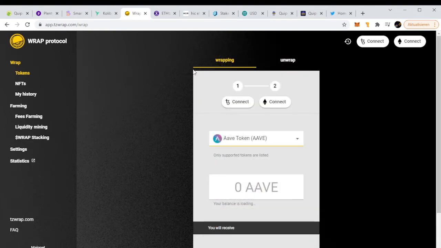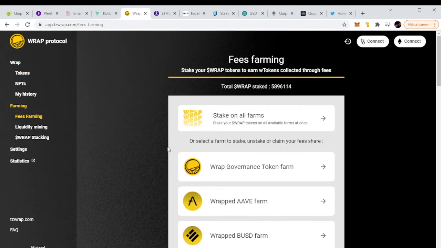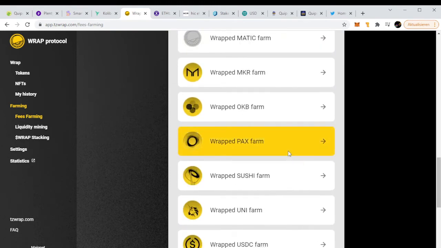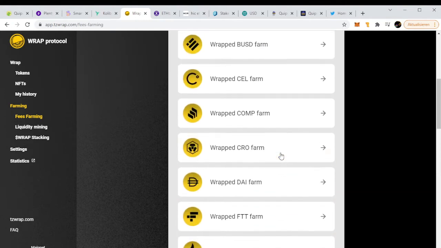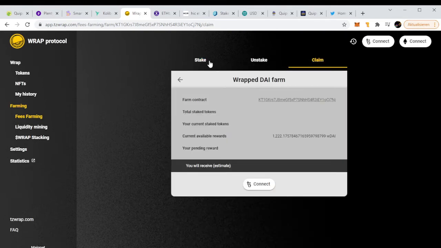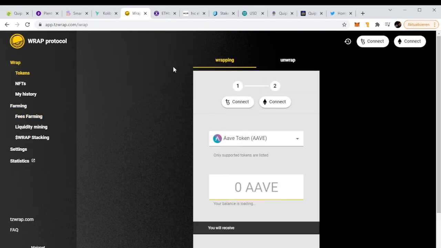Wrapping and unwrapping gives you some of the wrap tokens, as far as I'm aware. I don't know if they changed that now, but that's how it was working in the past. You can also farm on here. The rates are, I mean, normal, but it lets you farm with a lot of stuff. So yeah, wait, I'm not 100% sure, but I think they even let you farm stable coins. Let me see. Yeah, you can just stake your stable coins and get wrap in return. So it's a variant of a stable coin farm, which is always good to have.